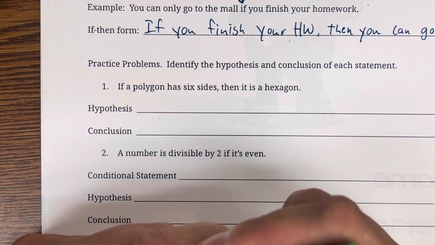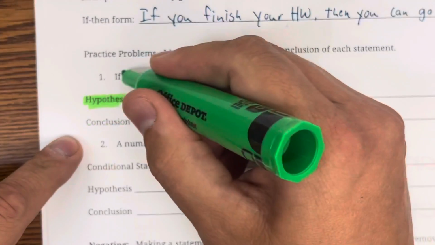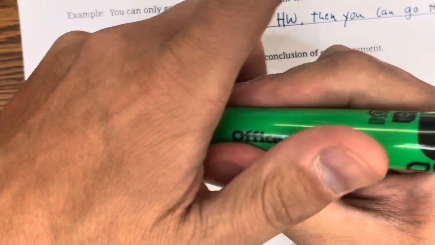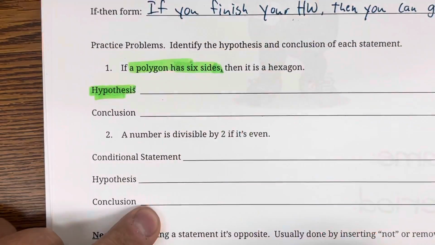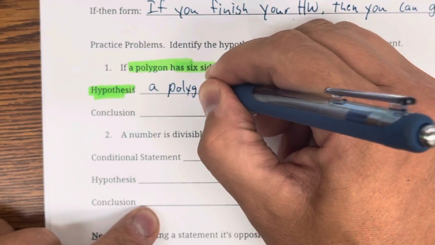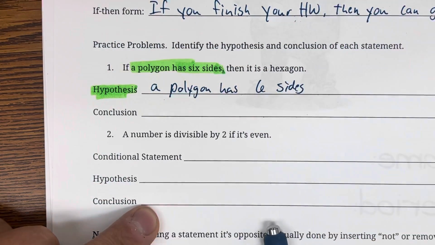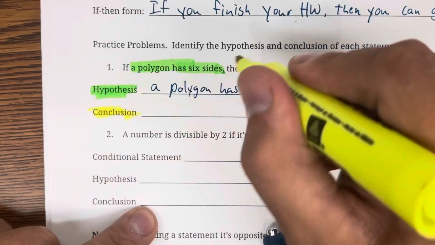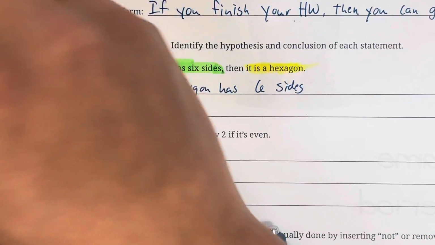So my hypothesis is going to be highlighted in green again. So the hypothesis is what comes after if. So if a polygon has 6 sides, that is the hypothesis. I'll write this one out just to include, don't use the word if. All right, a polygon has 6 sides. Then it is a hexagon. So the conclusion in yellow is it is a hexagon, which that statement kind of makes sense.